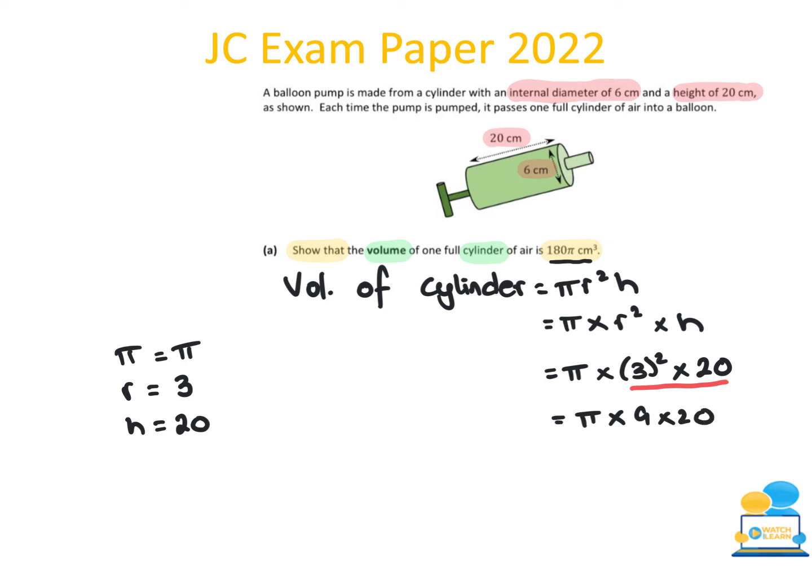And then 9 times 20 is 180, which gives me 180 pi. And again, put in my units, we're talking in centimetres, and it's raised to the power of 3. And we can see again, we get the exact same answer that they've given us in the question. So we have shown that the volume of this balloon pump is 180 pi centimetres cubed.